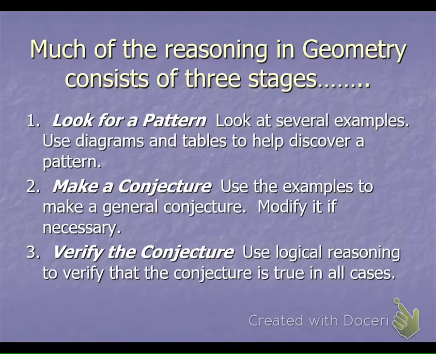I don't do a lot of diagrams and tables. I usually just make a list. I think it's easier just to see really quickly in a list. We're going to make a conjecture. A conjecture, remember, is just sort of a guess. You try to guess what's going on based on the pattern you observed. And then number 3, we're going to verify the conjecture. So we're going to double check to see if it works. If it works, we're good to go. Okay?